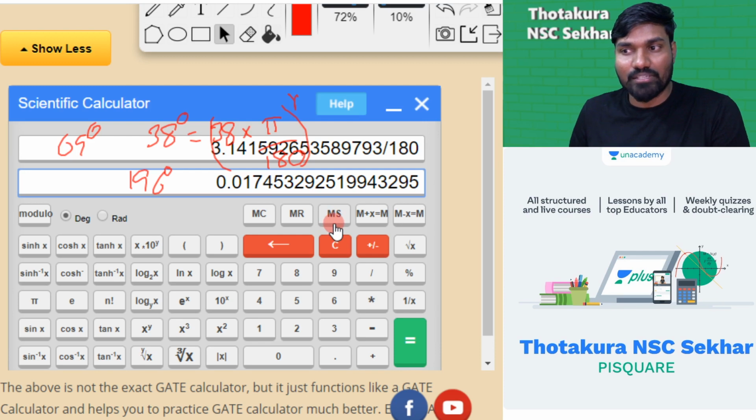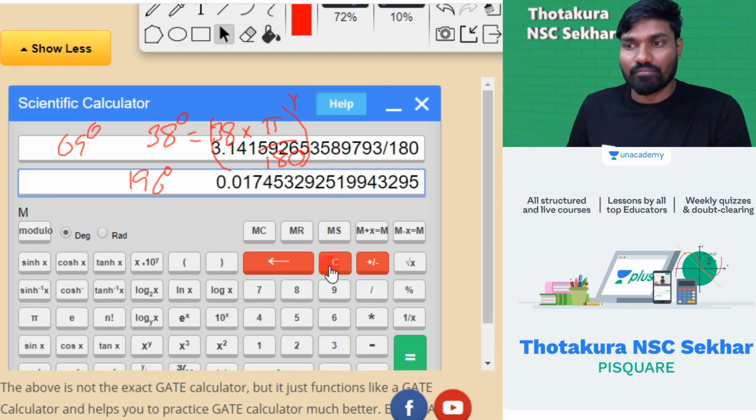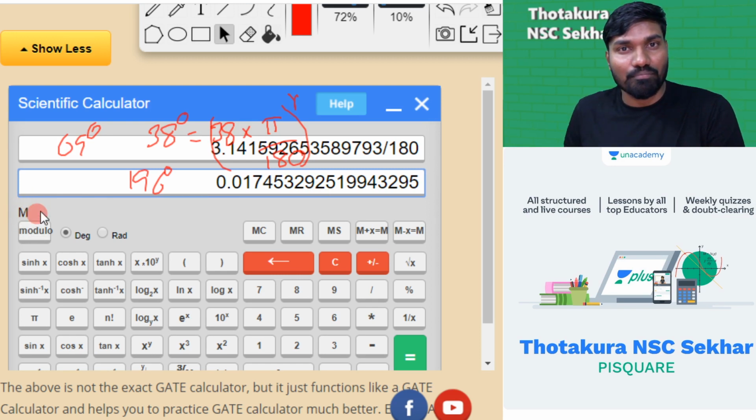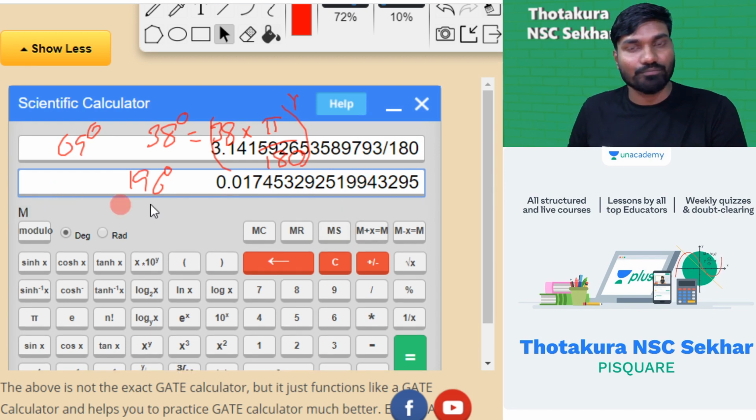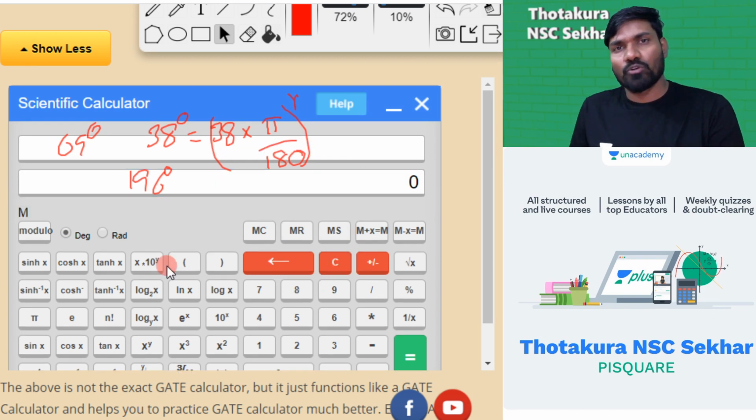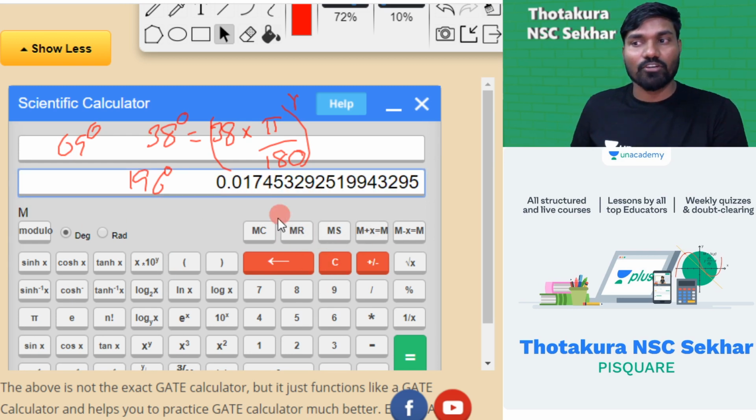What is MS? Memory store. The moment I press this, whatever value is on the display is stored in the memory. That's why we got M here. If you want to clear the memory, I can press memory clear. It vanished. If you want to store it, memory store, and this value will be stored. Now suppose you want to know the stored value, memory recall. It will recall the memory.